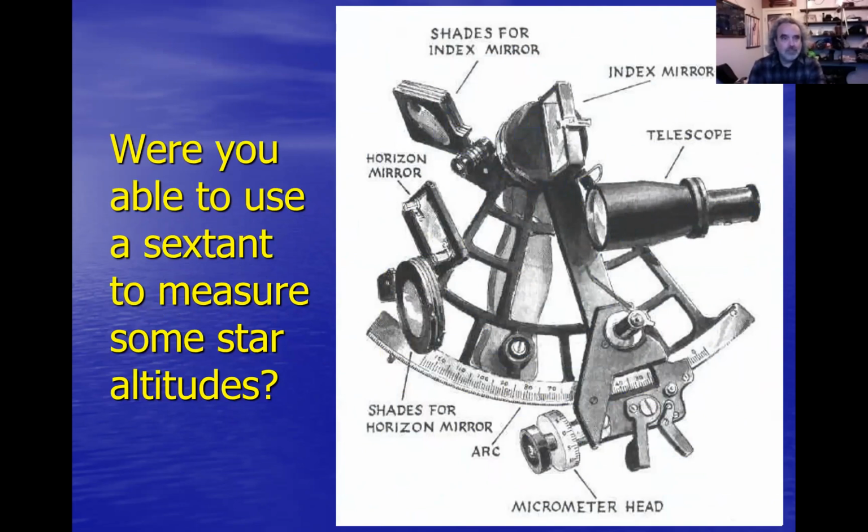First thing that I want to know is, were either of you able to go to the shore of Utah Lake or Great Salt Lake and use your sextant and get any star measurements?